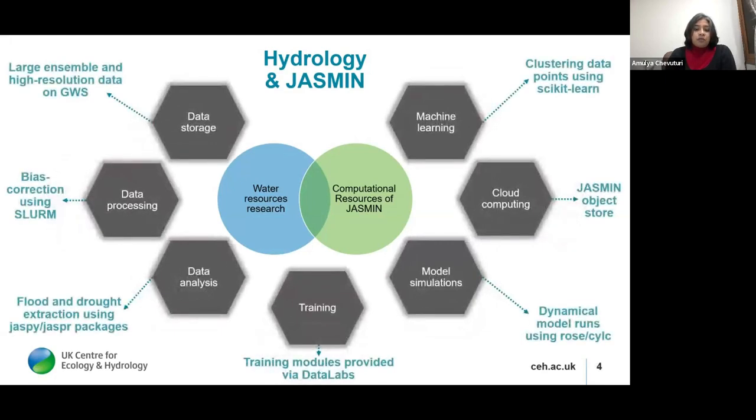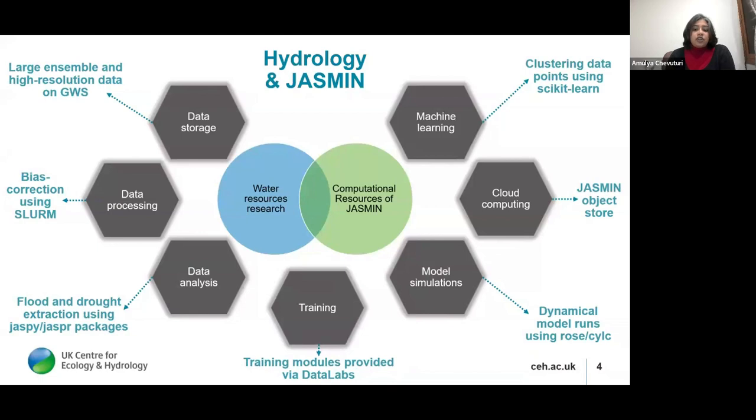The examples of use of JASMIN specific to water resource sciences are storing large ensemble, high resolution data sets, which are available for long time periods, on JASMIN group workspaces; processing data by applying methods like bias correction using the high compute power of SLURM on JASMIN; analyzing data by extracting extreme events like floods and droughts using the pre-existing packages on JASMIN like JASPY or Jasper; applying machine learning methods using scikit-learn Python packages to cluster data points within datasets; using JASMIN's latest cloud computing resources like object store to store and analyze data sets; and running dynamical models like Jules using Rose and Cylc suites.